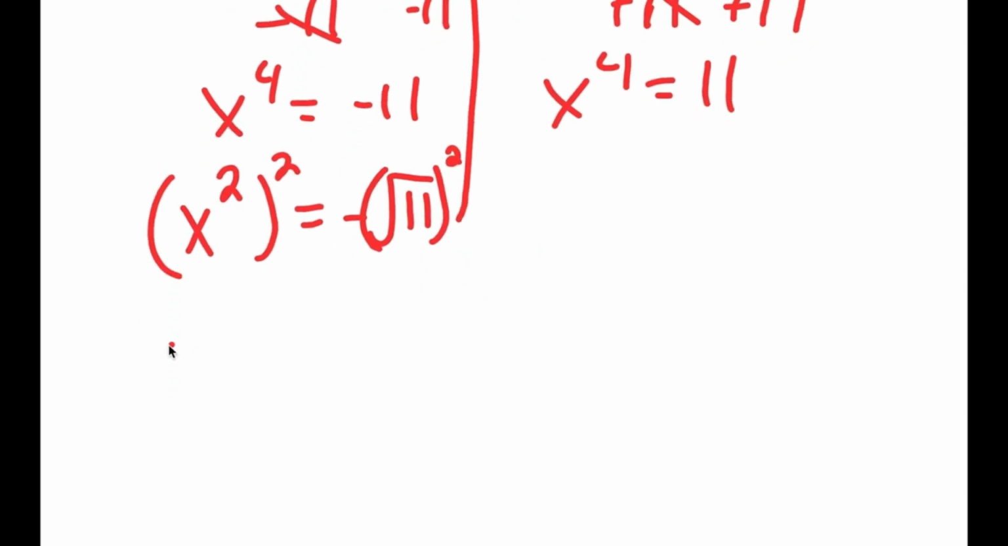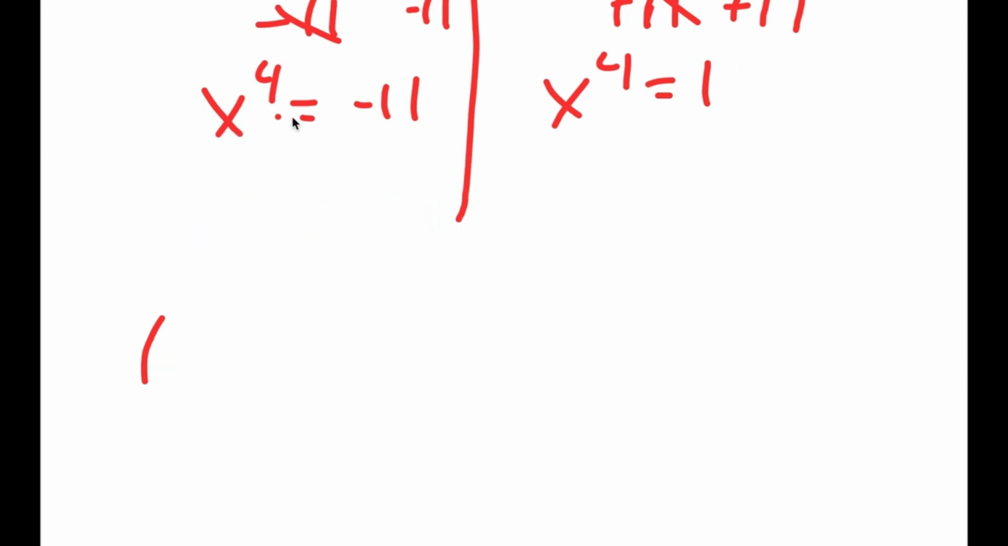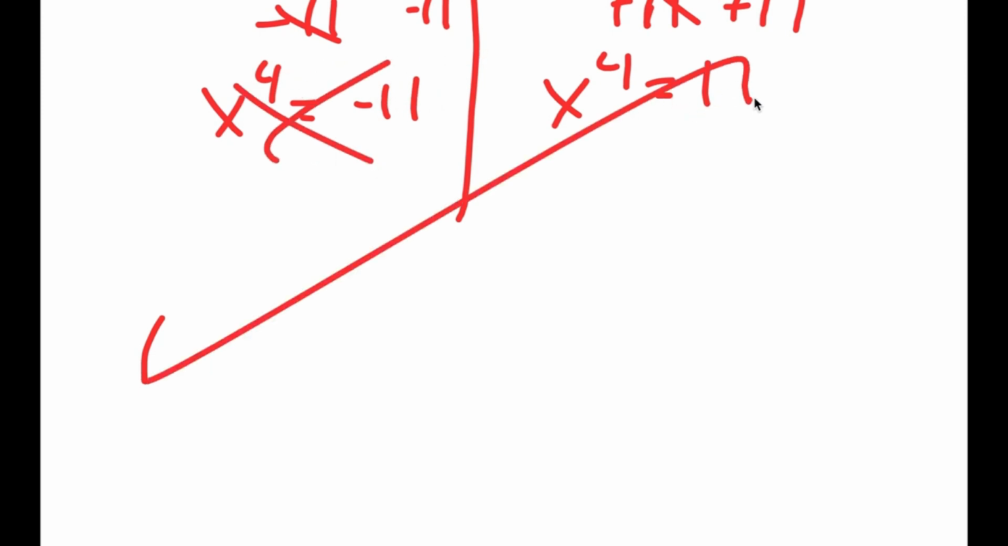And now this means that x squared to the power of 2, sorry, this actually has no solution because I have a number to the power of an even number exponent equaling a negative number. So this is wrong. x to the power of 4 is equal to 11.